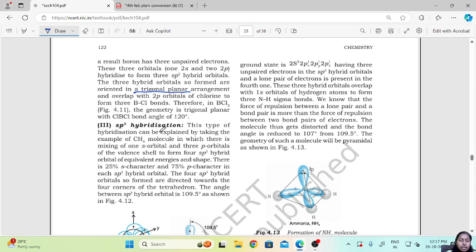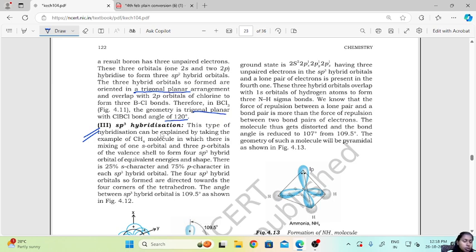Now the geometry is trigonal planar and the bond angle will be 120 degrees. Next is sp3 hybridization. This type of hybridization can be explained by taking the example of the CH4 molecule, in which there is mixing of one 1s orbital and three p orbitals. Similarly, just as we have done with s and p orbitals for sp and sp2 hybridization, now we have sp3 hybridization.